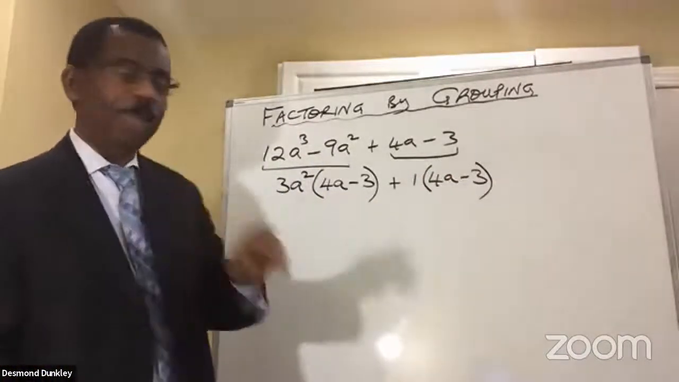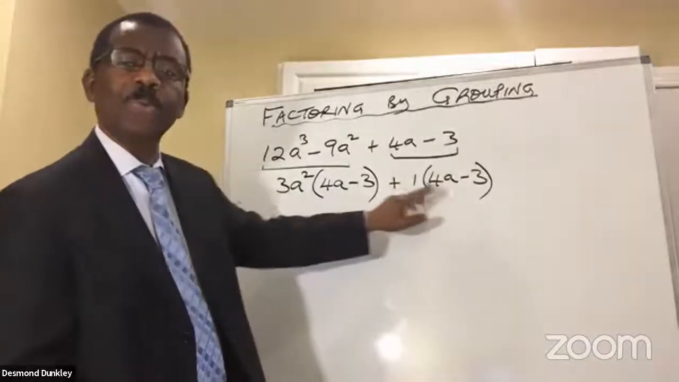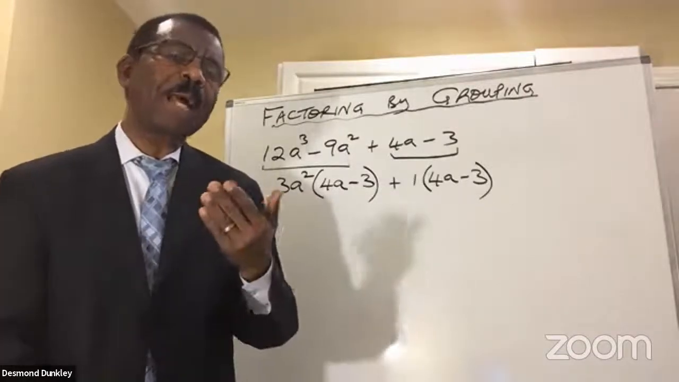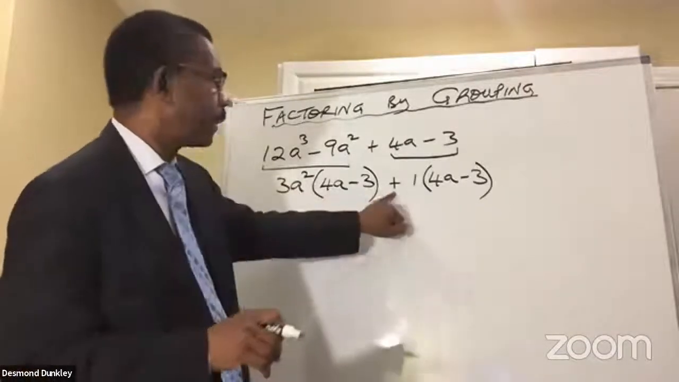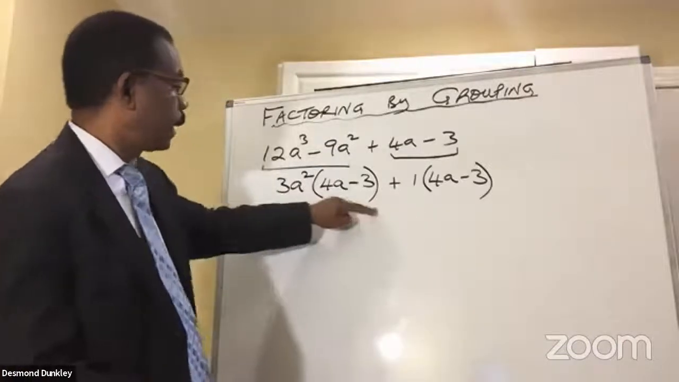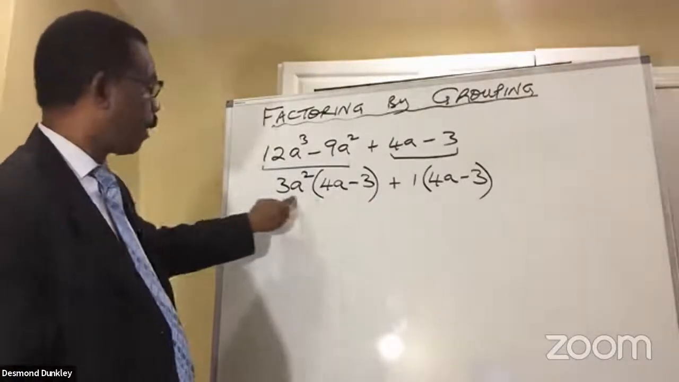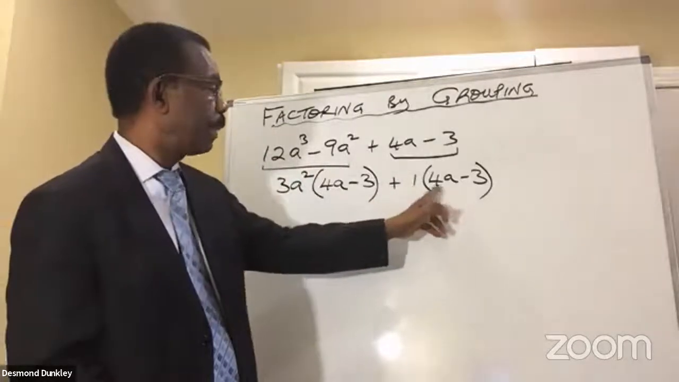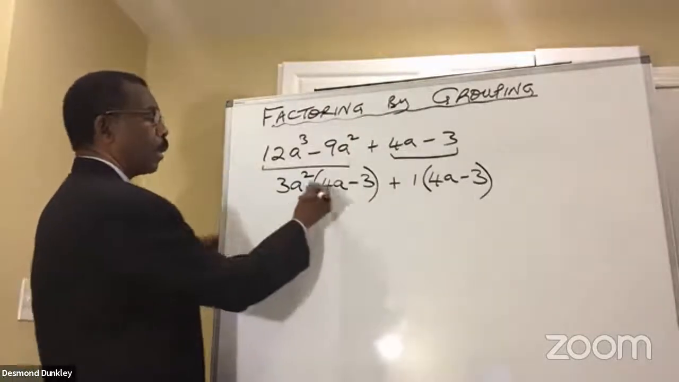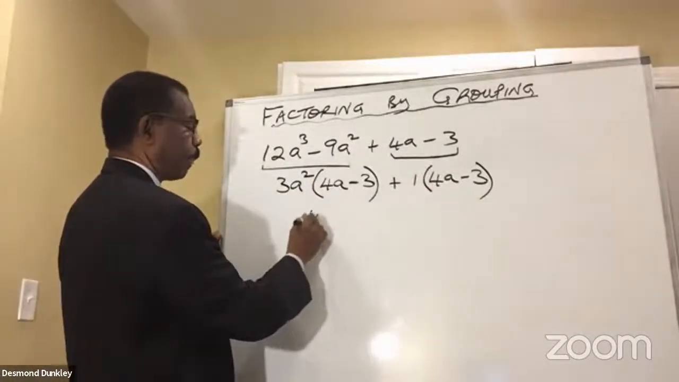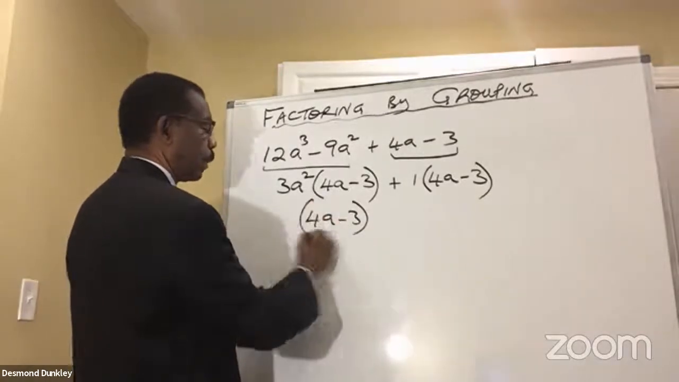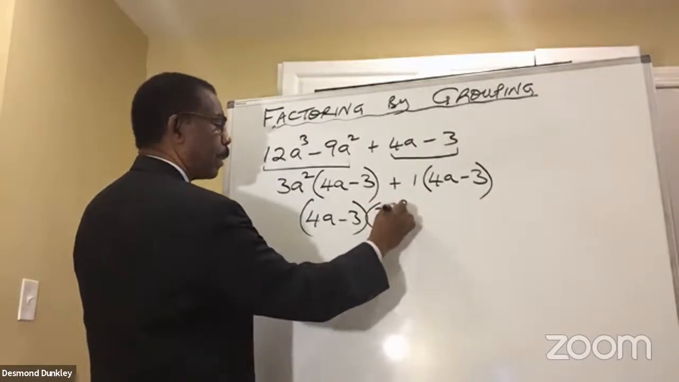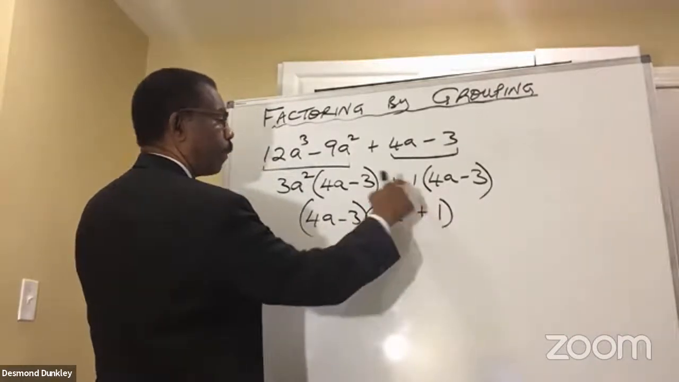What do you notice? 4a minus 3 is common to these two terms. Remember we discussed that terms of an algebraic expression are separated by plus signs and minus signs. This is one term because it's a product. This times this is one term. This times this is one term. So 4a minus 3 is common, so we can put 4a minus 3 times what is left outside, which is 3a squared plus 1. There's the 1 right here.